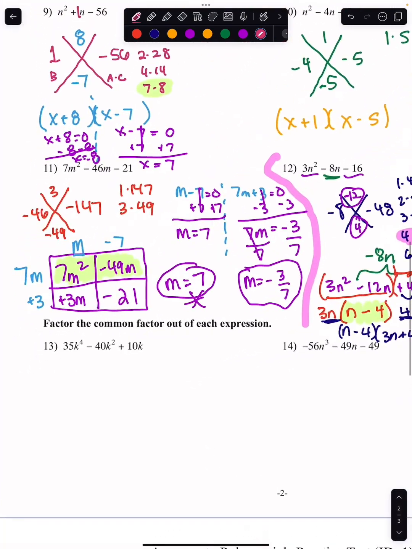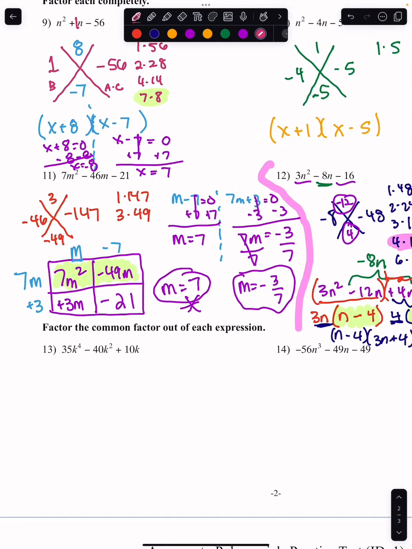And the final two are just the greatest common factors. Pretty much what's the biggest number that goes into all of them? And once I take that out, what's left? And then for those who remember, we got to figure out what number goes into 35, 40, and 10. That number happens to be 5. And in a previous video, you always take out the smallest k because there's only one of those. And then 5 times something is 35. That something happens to be 7.